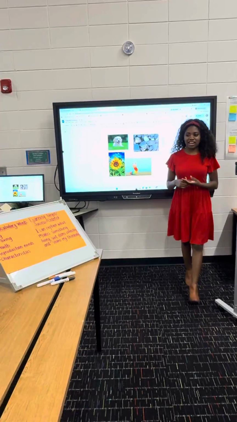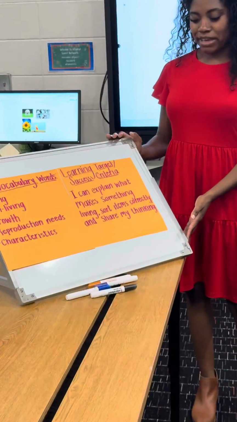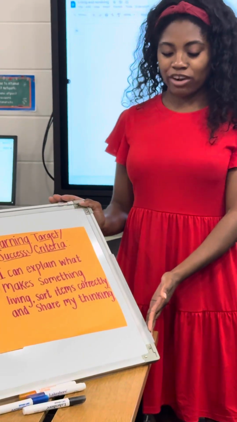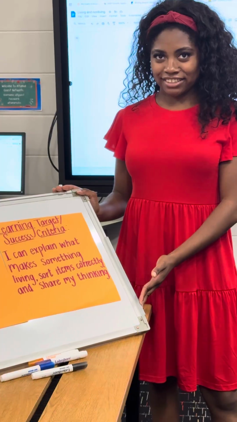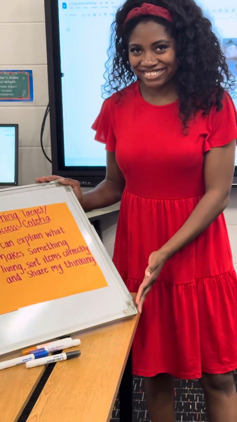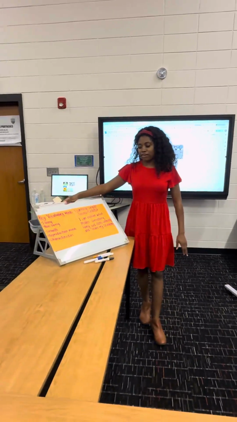These are our learning targets and success criteria. I can explain what makes something living, sort items correctly, and share my thinking. Before we get started, let's go over our key vocabulary words.